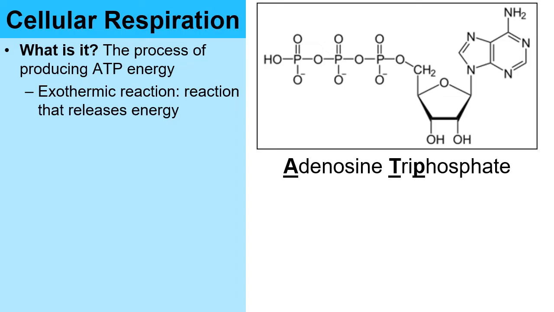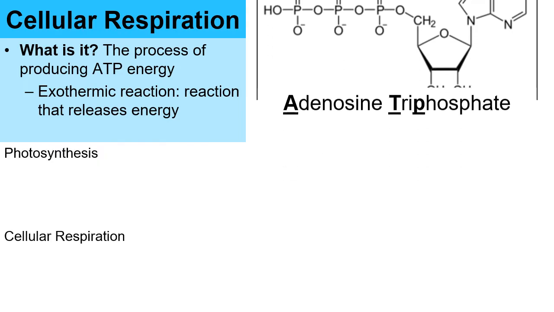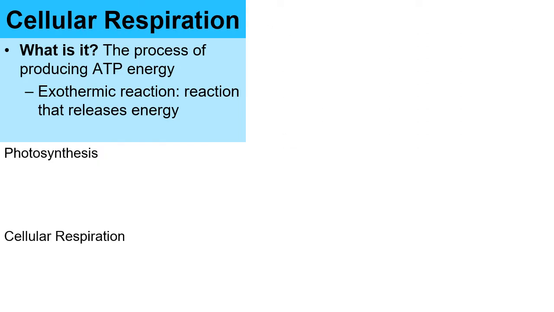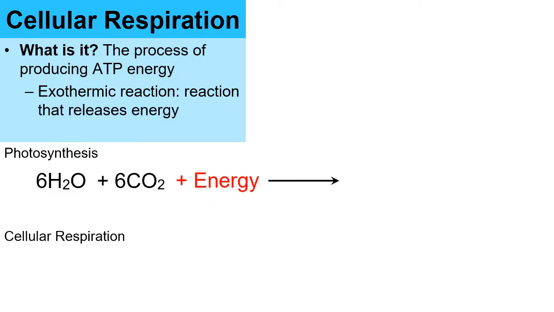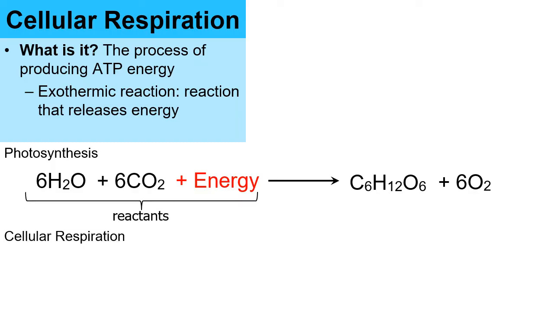Now, cellular respiration is what is known as an exothermic or an exergonic reaction because it releases energy in the form of ATP. Now, if we look at photosynthesis versus cellular respiration, for the chemical equations, photosynthesis: molecules of water and molecules of carbon dioxide and energy from the sun will produce a molecule of glucose and molecules of oxygen. So on the left of the arrow, you should know that these are the reactants of a chemical equation. And on the right of an arrow, these are the products of a chemical equation.